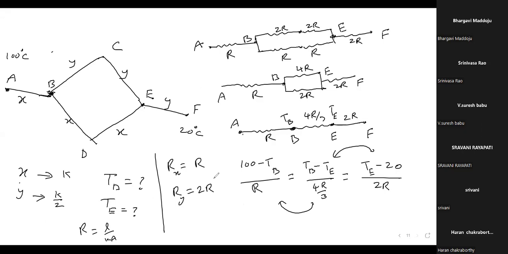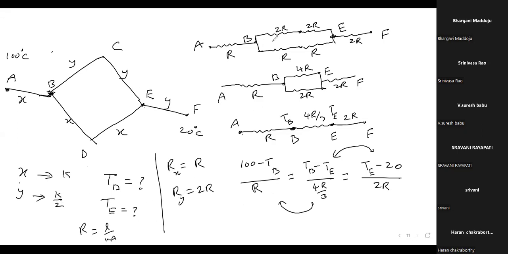Okay, this is one of the very important questions. The rod X is having thermal conductivity K. The rod Y's are having thermal conductivity K by 2. All the rods are of the same length and same area of cross section. The rod X becomes K, and Y becomes K by 2.